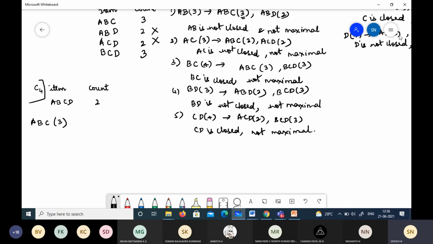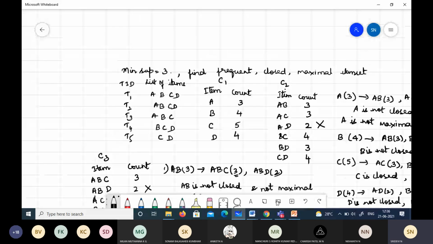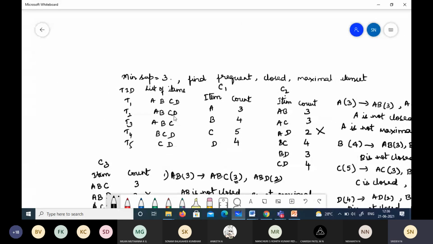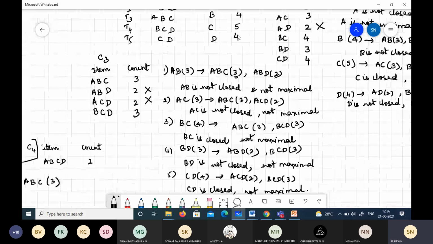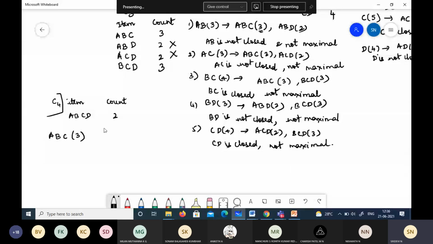If we check the table here, A, B, C, D is present twice. So we have the support count as 2 here. Now for A, B, C, we have to check the immediate superset. So we have A, B, C, D, which is 2.